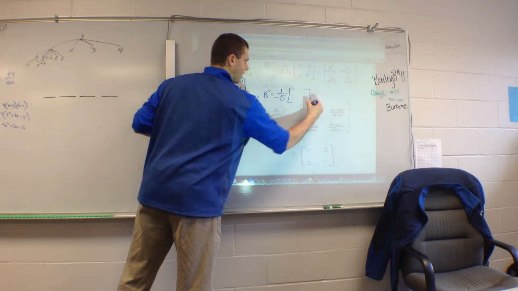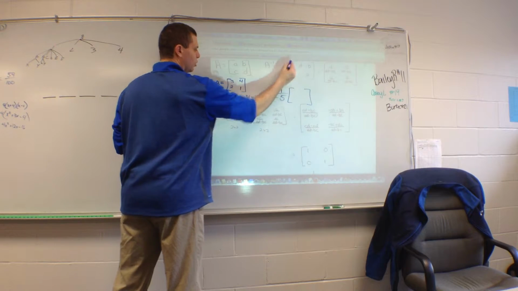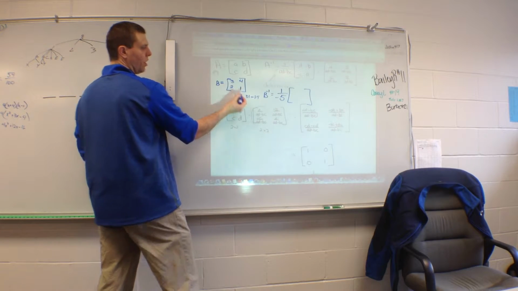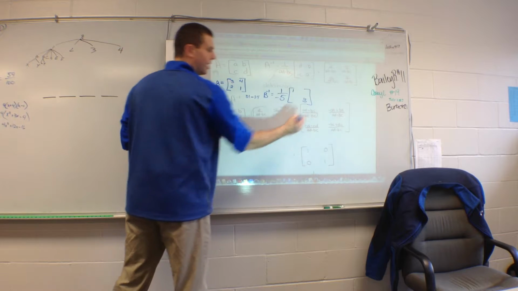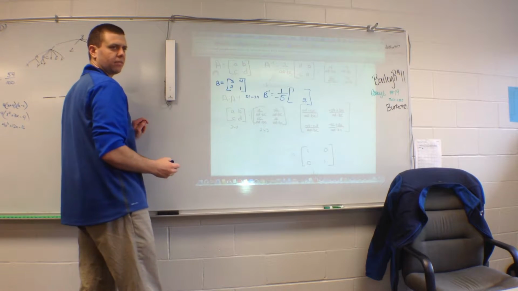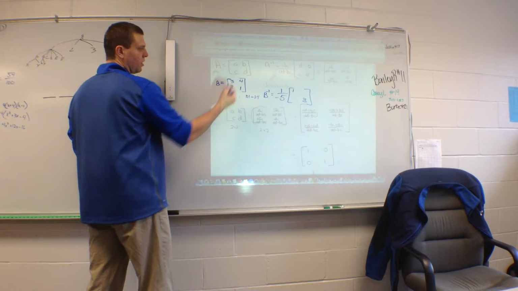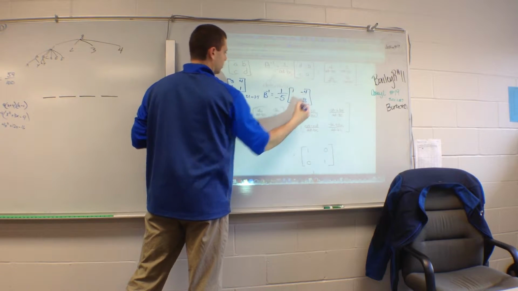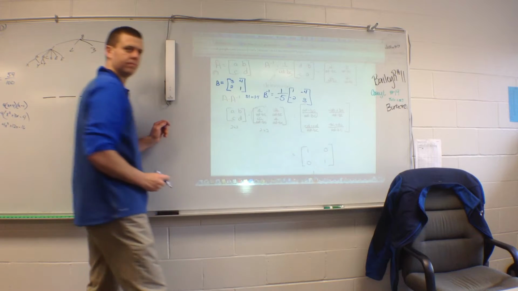Alright? And then D and A, they switch spots. So it was 3, 1 this way, so now I'll put the 1 here and the 3 down here. So the D and the A value, they switch spots. And the B and the C value, they just switch signs. So negative 4, negative 2.